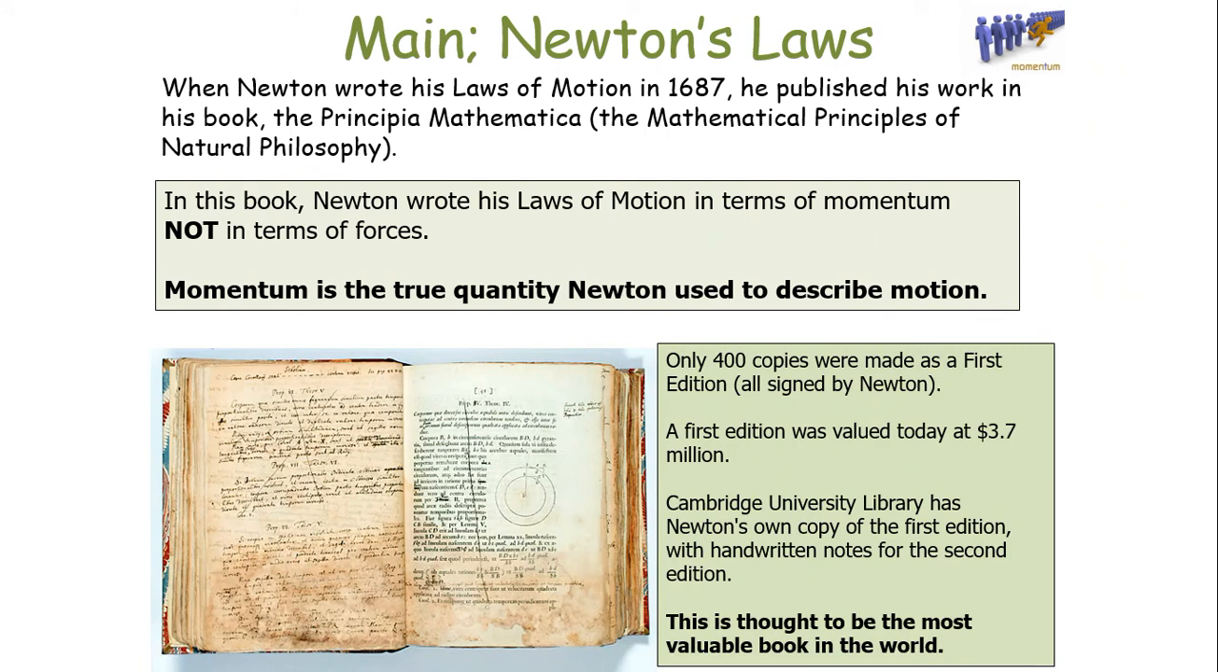Now, there are only 400 copies of the first edition of the Principia Mathematica, which were all signed by Newton, and the first edition is valued today at about £3.7 million. Now, the Cambridge University Library has Newton's own copy of the first edition with his handwritten notes for the second edition, and this is currently thought to be the most valuable book in the world.